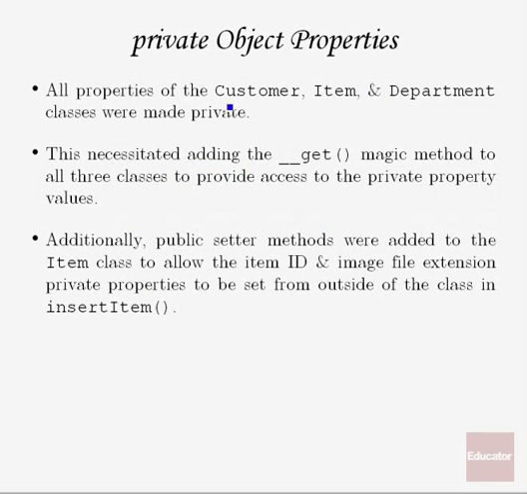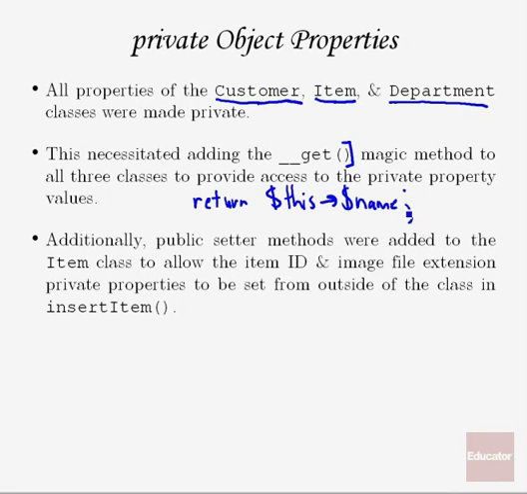So again, all the properties for our customer, item, and department classes were made private. And because we need to access these different properties, for example, when we're outputting information about an item on item.php, we need to be able to have access to them. So we've added the magic method __get to each of these. And what we've done in that __get method is just basically provide access to those properties. So for example, it basically just returns the value of whatever property you're trying to access via this name parameter, which we'll see in a second.